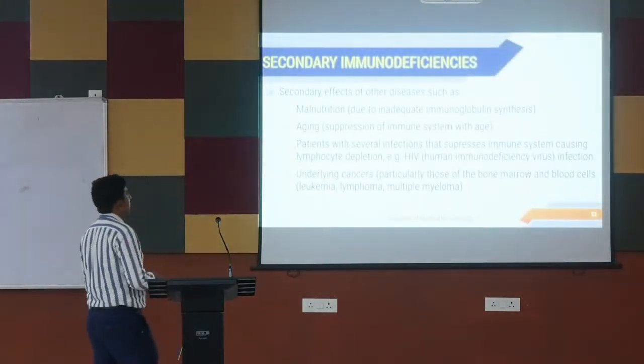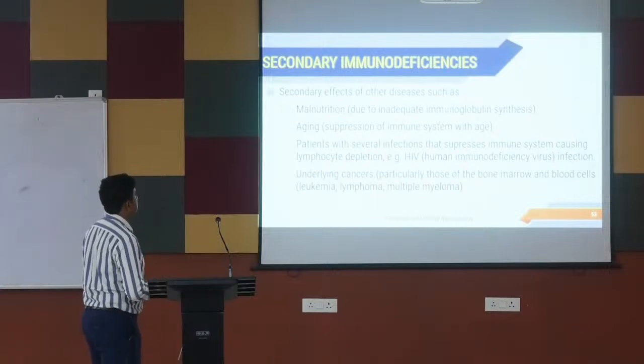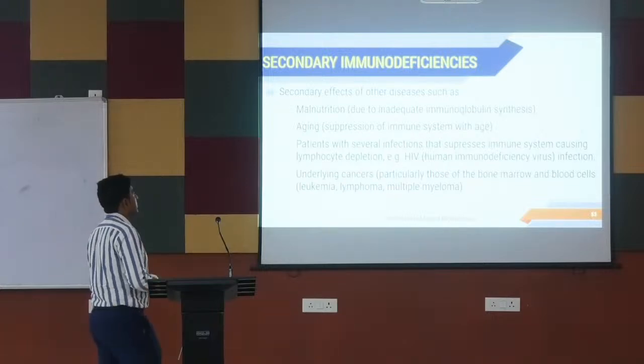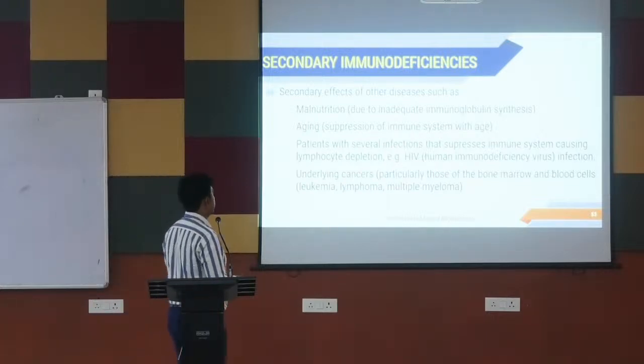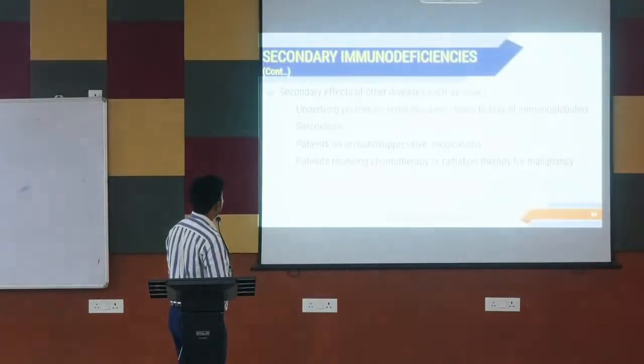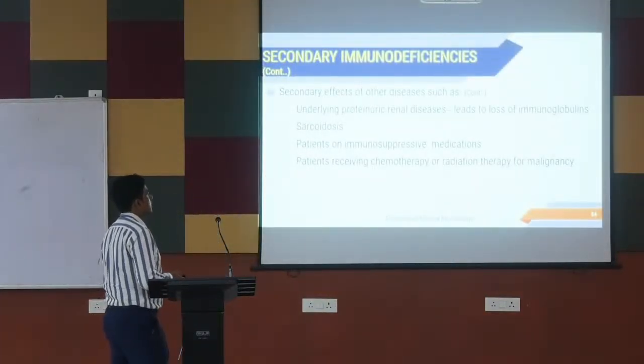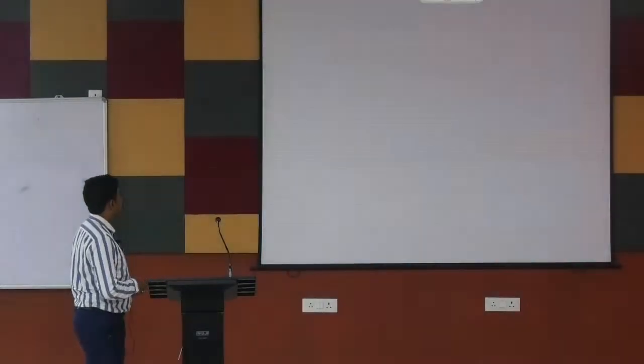Secondary immunodeficiencies, secondary to the effects of other diseases like malnutrition, aging, and patients with several infections that suppress the immune system causing lymphocyte depression like HIV infection. সেগুলোতে কি হয়? Underlying proteinuric renal diseases lead to the loss of immunoglobulin, sarcoidosis, and patients on immunosuppressive medications.